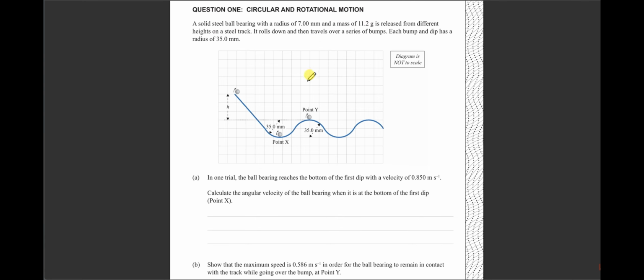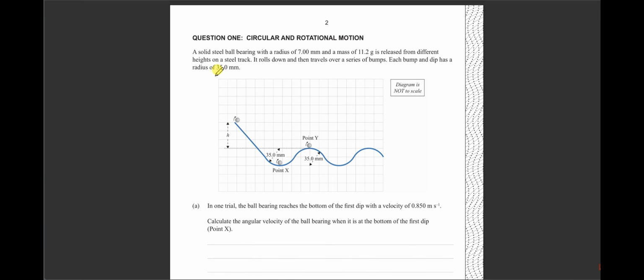Okay. So for the first question, question 1A, in one trial the ball bearing reaches the bottom of the first dip with a velocity of 0.85 meters per second. Calculate the angular velocity of the ball bearing when it is at the bottom of the first dip. So we want to look for the ball's velocity here.